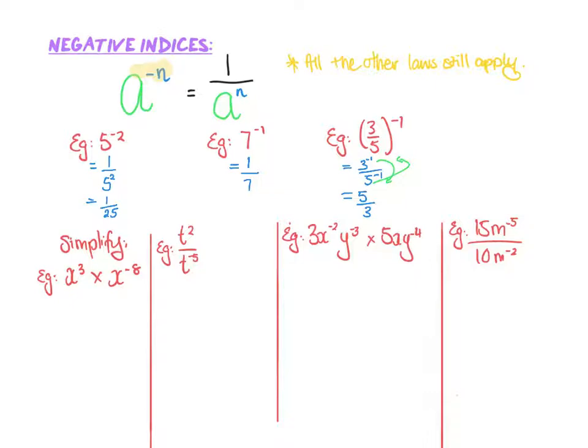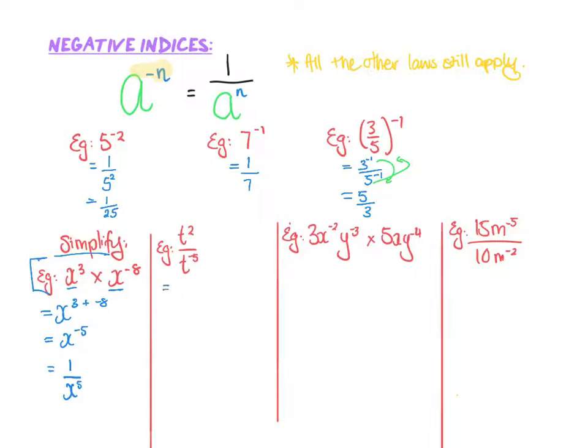Okay, so here we've got a couple. If we're asked to simplify here, we've got x to the power of 3 times x to the power of negative 8. Now remember, if we're timesing of the same base, we actually add the powers. So 3 plus negative 8 is actually x to the negative 5. Now if we want to change that and make it a positive power, I'll put the x down the bottom and x to the power of 5.